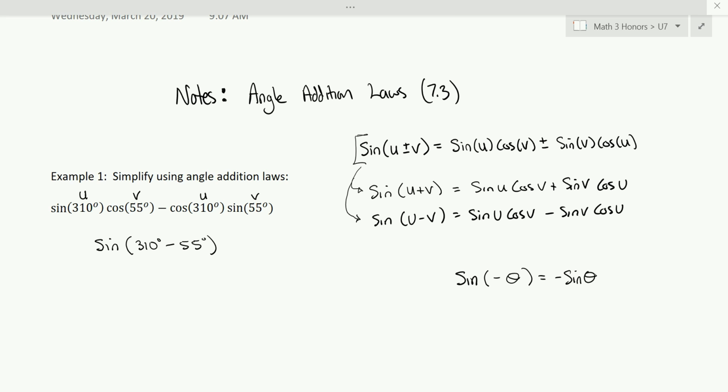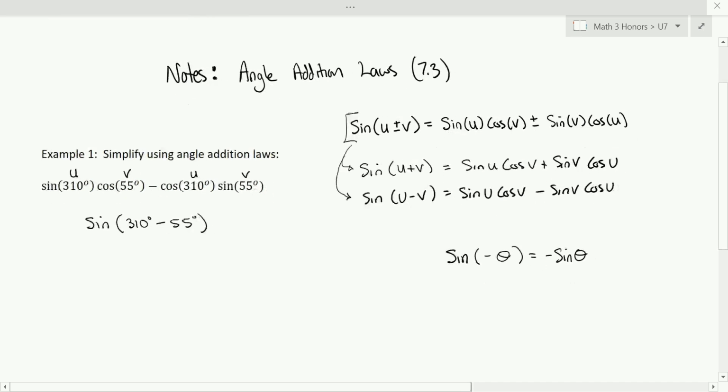Okay. No, these are good questions, and these are the details that we need to work through. So we have to go 310 minus 55. You don't want to go 55 minus 310. In some forms, so cosine, it doesn't matter. Because what is the cosine of negative theta? Cosine of theta. So when you get to cosine, it doesn't matter what U and V are. You're going to get the same answer.